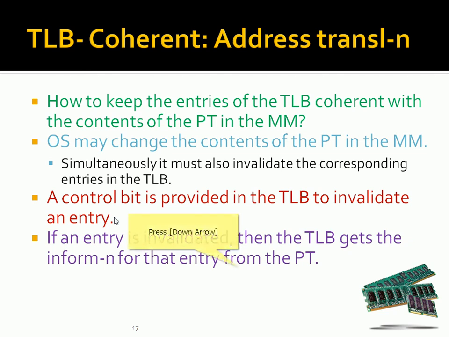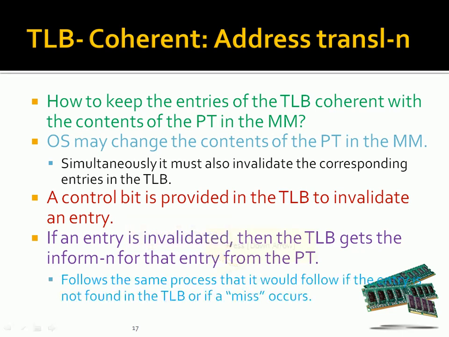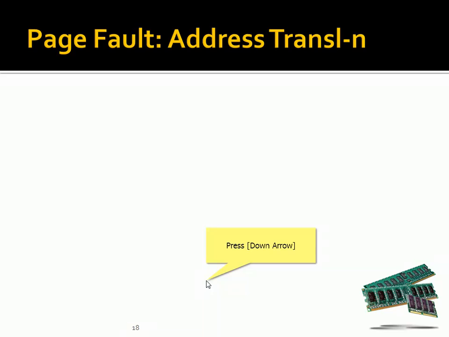What changes happen? If an entry is invalidated, then the TLB gets the information for the entry from the page table. So that gets updated from the page table. It follows the same process that would be followed if the entry is not found in the TLB, in case a miss occurs. So the same process will repeat in the case of a miss.